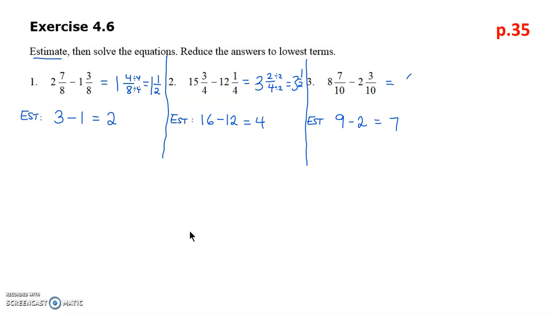8 minus 2 is 6, and 7 minus 3 is 4 over 10, and we can reduce this fraction. Both of these numbers are divisible by 2, so we're going to divide both numerator and denominator by 2, and we'll end up with 6 and 2/5.